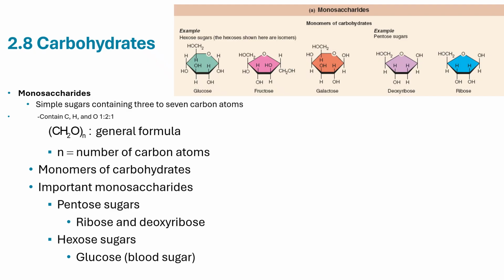Monomers of carbohydrates are going to be monosaccharides. Important monosaccharides are pentose sugars, ribose and deoxyribose, so here and here. And then hexose sugars is going to be like glucose, which is important in your blood sugar.